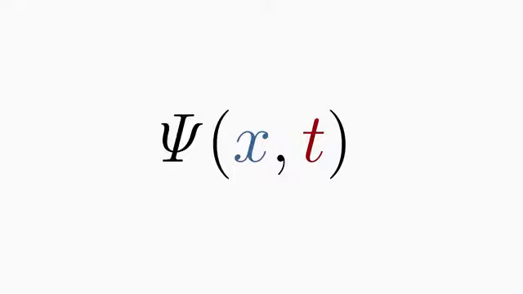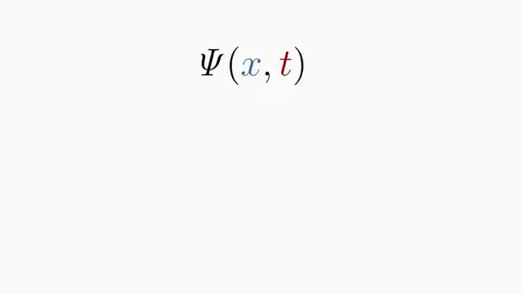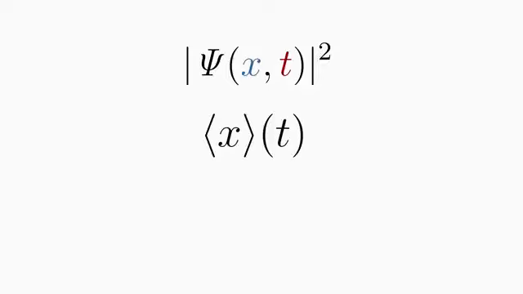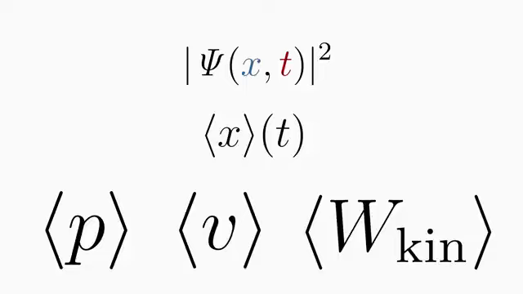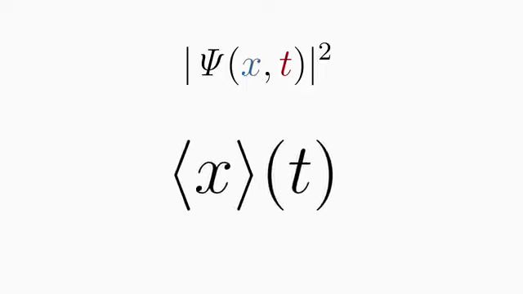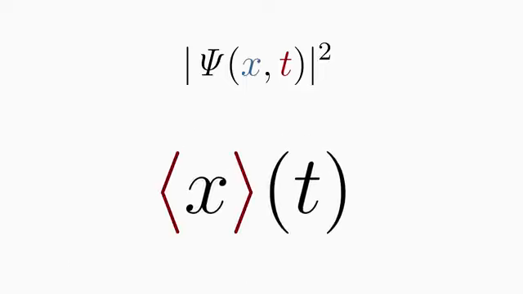Once you have determined the wave function by solving the Schrodinger equation, you can use it to find out not only the probability of the particle's location, but also the mean value of the location and that of all other physical quantities. For example, the mean value of the momentum, the velocity, or kinetic energy. In quantum mechanics, the mean value is written in angle brackets.